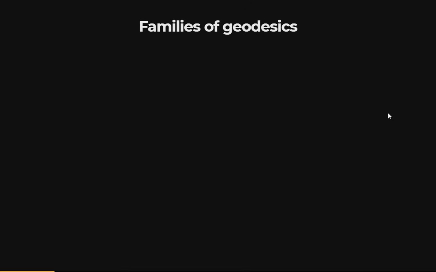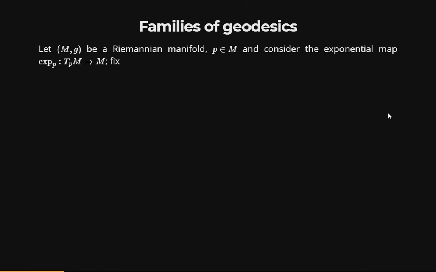We'll use the Hamiltonian equation for geodesics, but now we're talking about families of geodesics. Consider this setting. We have a Riemannian manifold, a point, and the exponential map from the tangent space at the point to the manifold. So this is a local parameterization of your manifold. We fix a two-plane, a two-dimensional plane inside the tangent space, passing through the origin. And we fix polar coordinates on it, rho and theta.